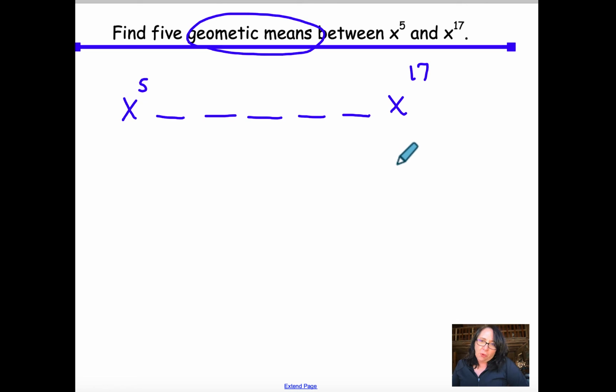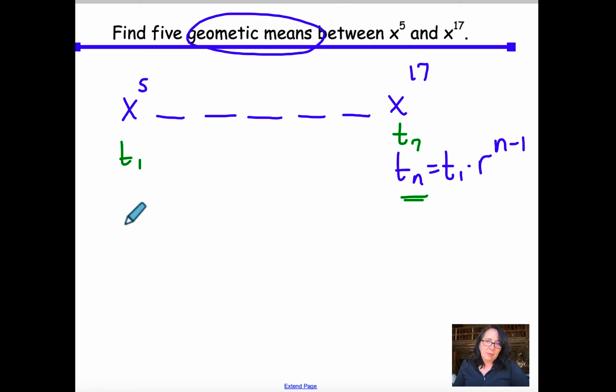So we're going to use this formula that says T of n is equal to the first term times r to the n minus 1. Okay, so we know that this is my first term and that's 1, 2, 3, 4, 5, 6, 7th term. I know my 7th term is that T of n, so that's going to be x to the 17th power, equals the first term, which is x to the 5th power, times the common ratio, oh, we don't know that, to the n minus 1, which is 7 minus 1.